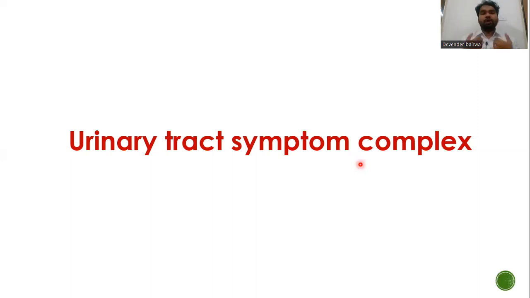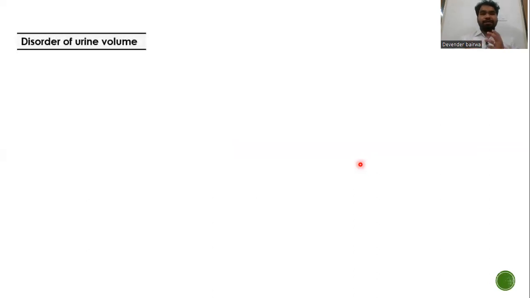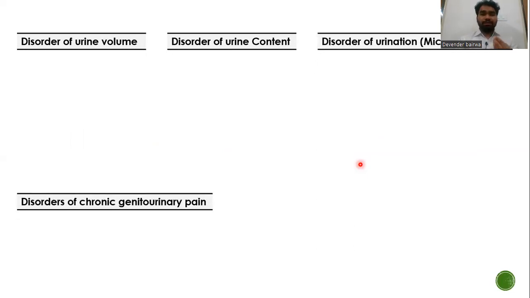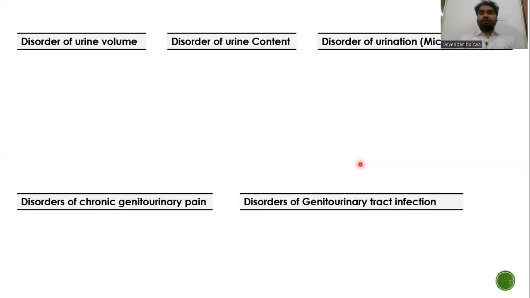Let's see what different kinds of urinary abnormalities can be seen in a patient who has a problem of the genitourinary tract. There can be disorders of urine volume, meaning urine volume can increase or decrease, or there can be disorders of urine content, where there are some abnormal contents in the urine, or there can be disorders of micturition, meaning the passage of urine is difficult. There can be chronic genitourinary pain, or there can be genitourinary tract infection.